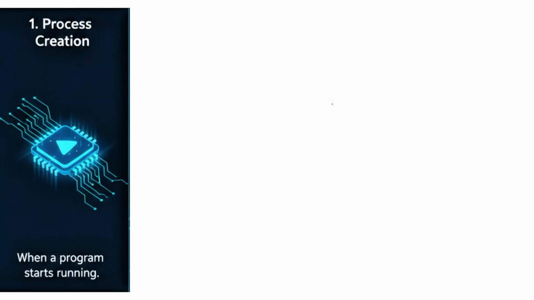There are four main functions of process management. The first one is process creation. This happens when a program starts running. The operating system creates a process, an active instance of a program, and allocates resources like memory and CPU time. For example, when you open Google Chrome, the OS creates a new process for it.